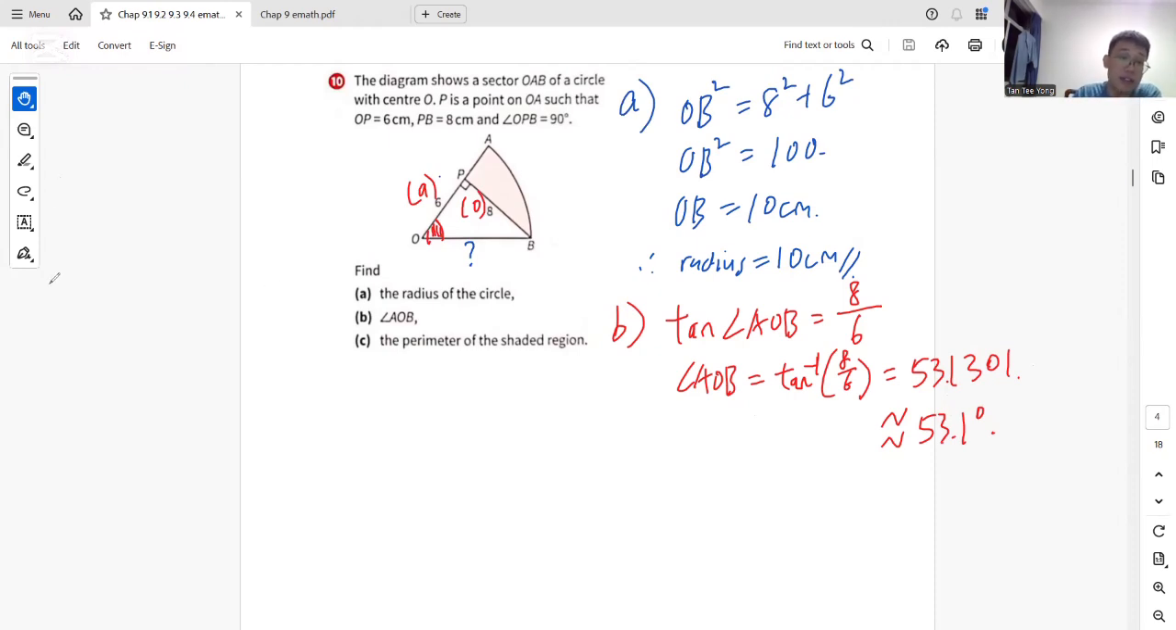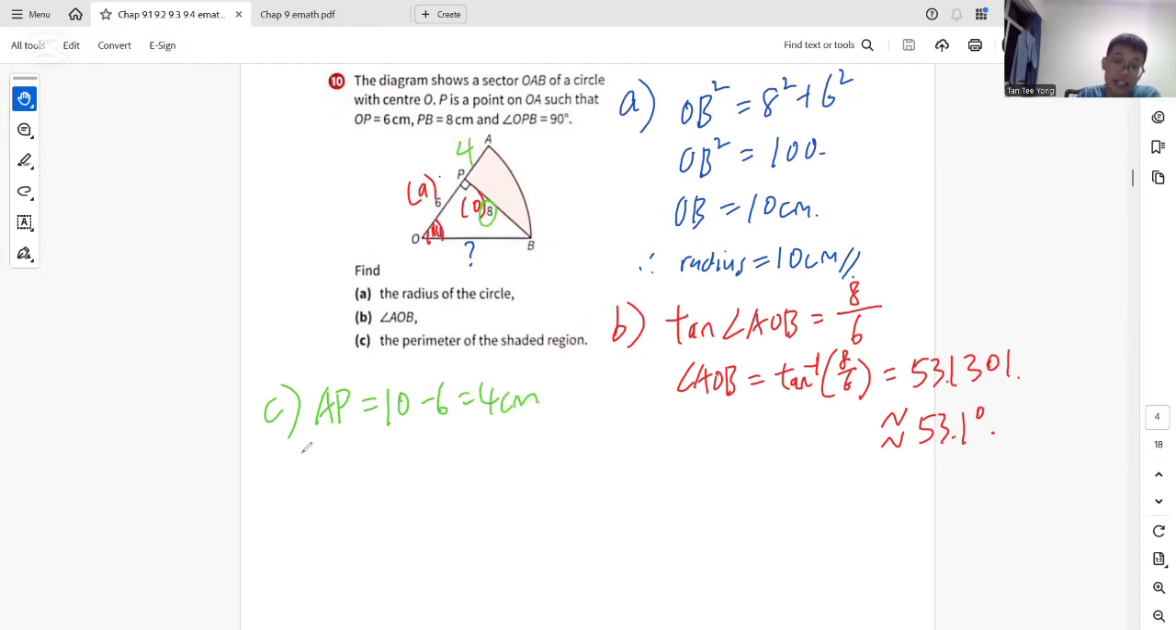Okay, so let's move on to part C. Part C will be in green. Part C asks for the perimeter of the shaded region. Very simple. We need to find AP first. AP will be just the radius minus 6. So the radius is 10 minus 6, so 4. So this is 4, this is 8.